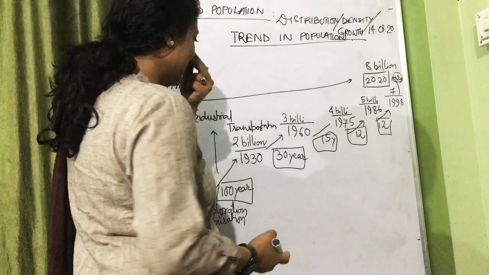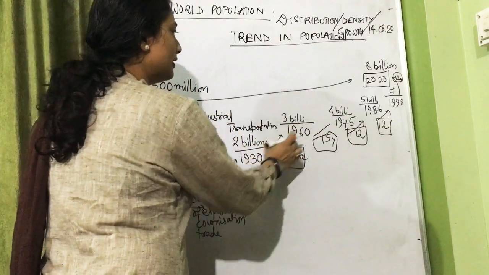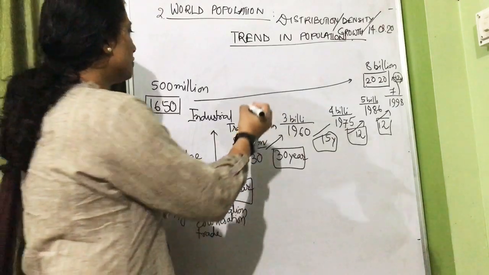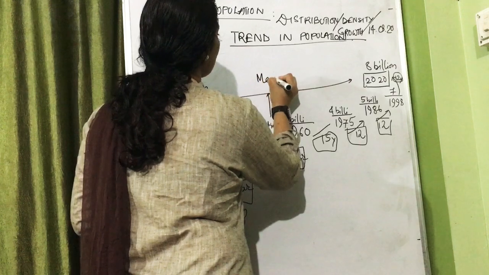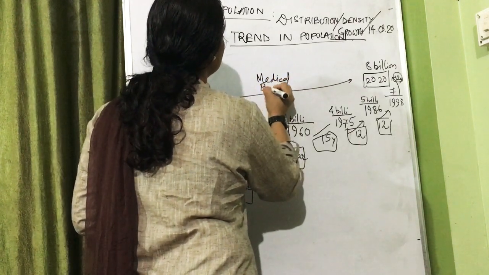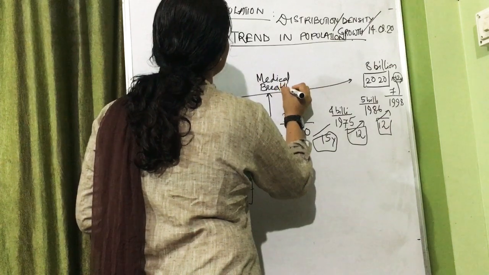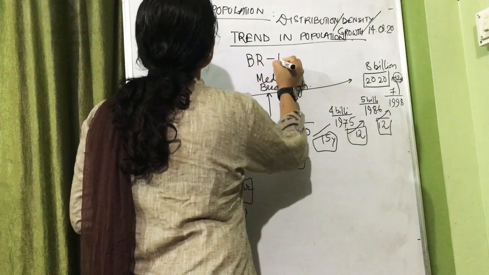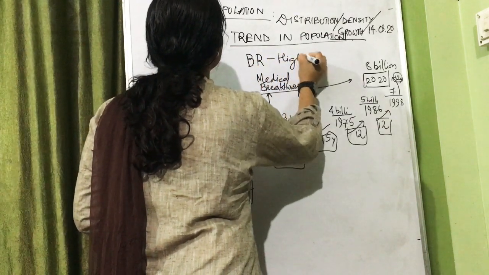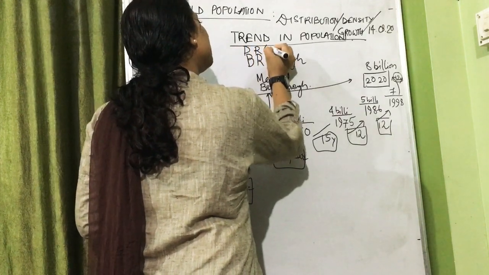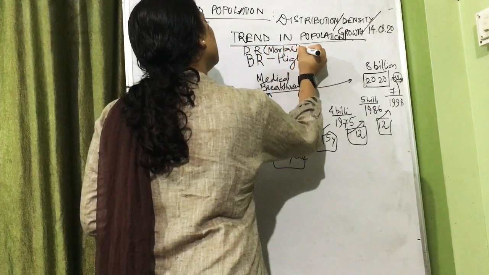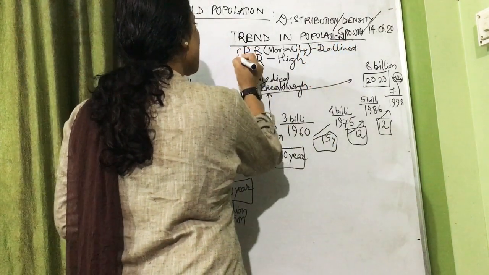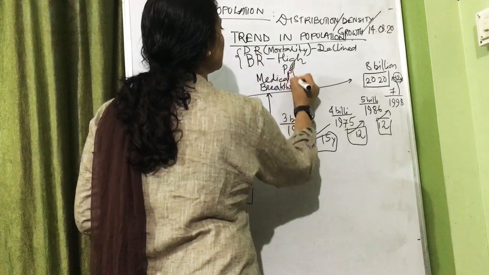So what was the next thing? Why did it take only 30 years from 1930 to 1960? What must be the reason that instead of taking 100 years, it took only 30 years? This was the period of medical breakthrough. Because of this medical breakthrough, birth rate was still high, but the death rate, or mortality rate, declined, which increased the gap between these two, and we experienced a population explosion.